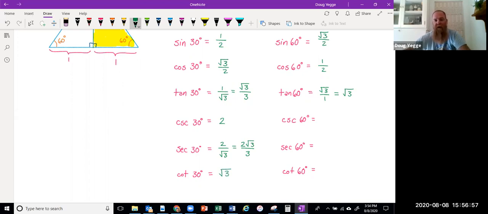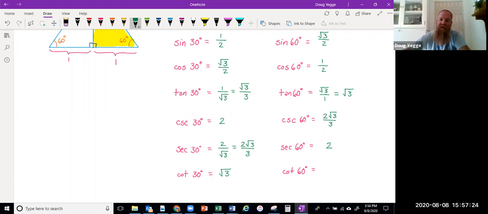And now for cosecant, we realize that secant and cosecant are going to be cofunctions. So we know that secant of 30 should be the same thing as cosecant of 60. So that must mean that we have a value of 2 root 3 over 3. And of course, cosecant of 30 should be the same as secant of 60. And so those values are the same as well.